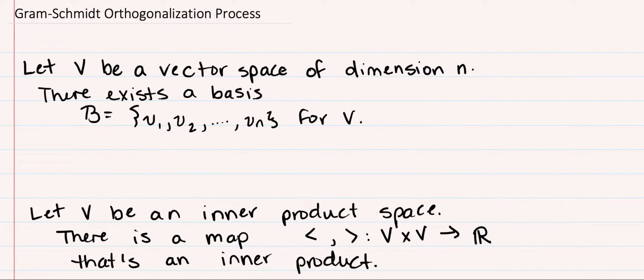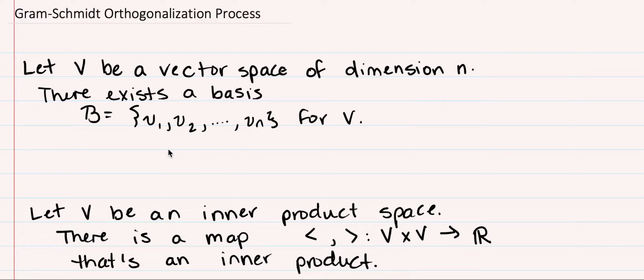The topic for this video is the Gram-Schmidt orthogonalization process. So to start off, suppose we have a vector space V that has dimension n. Well, we know that there is a basis out there that has n vectors, and this basis corresponds to the vector space V. And remember that a basis is a set of linearly independent vectors that span the vector space.